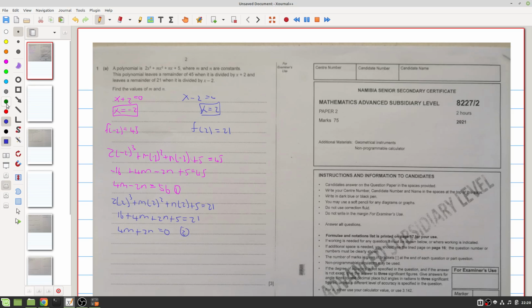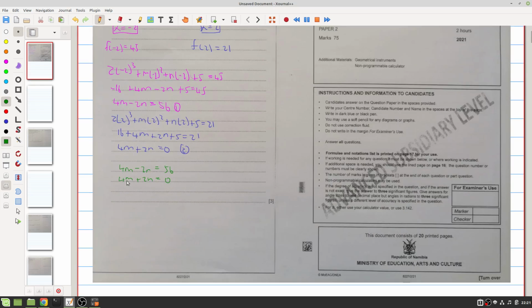And now I'm going to use elimination to solve this. So I'm going to write the two equations above each other. 4m minus 2n for the first one: 4m minus 2n equals 56. And then below that, 4m plus 2n equals 0. So we can see here the coefficients of the m's are exactly the same. So if we subtract these two equations from each other, we will eliminate the m's, hence the term elimination. Okay, so 4m minus 4m is nothing. -2n minus 2n is going to be -4n. And then 56 minus 0 is 56.